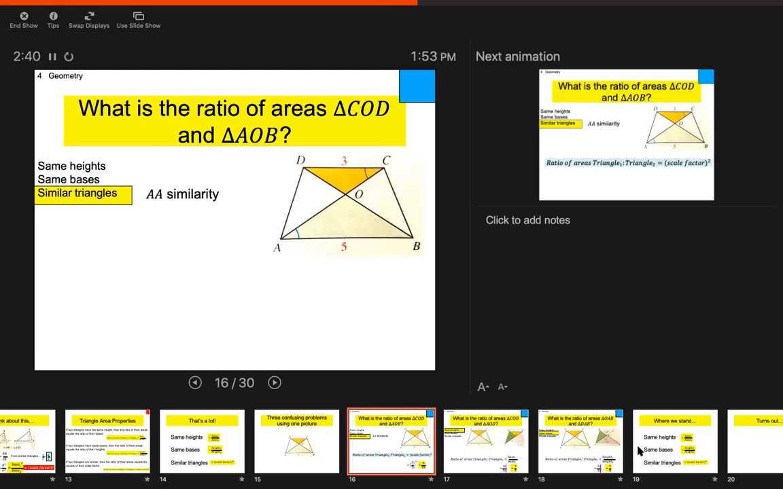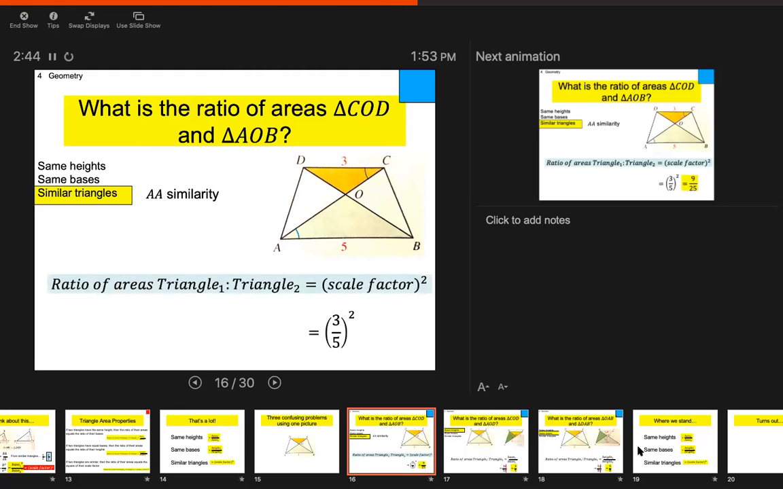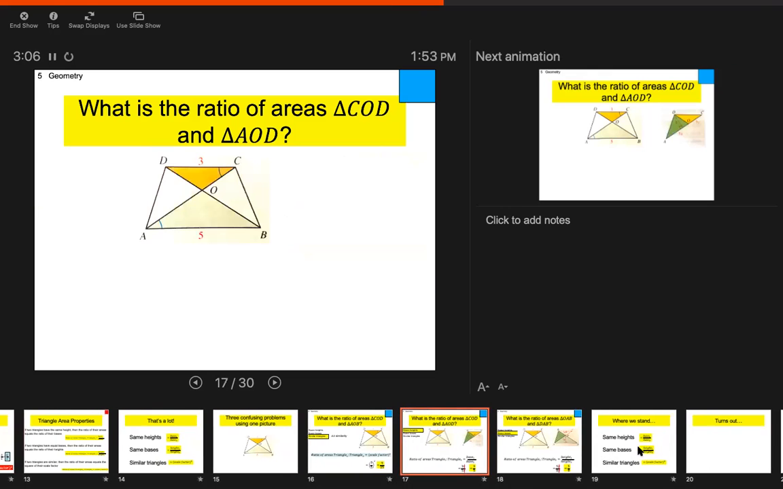It says from COD, so it tells you how to do the triangles. Yes, you are right. Couldn't you also do 25 over 9? You could if these were flipped, because it does say the ratio of this to that. But if you're talking in a more general sense about the 2 triangles, I agree. All right, next one.